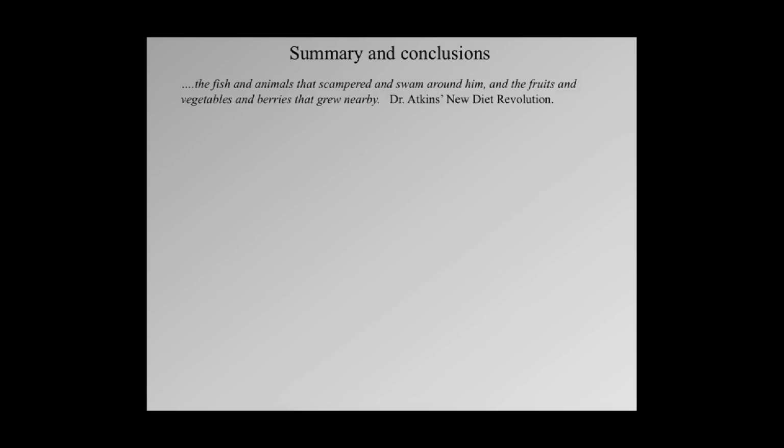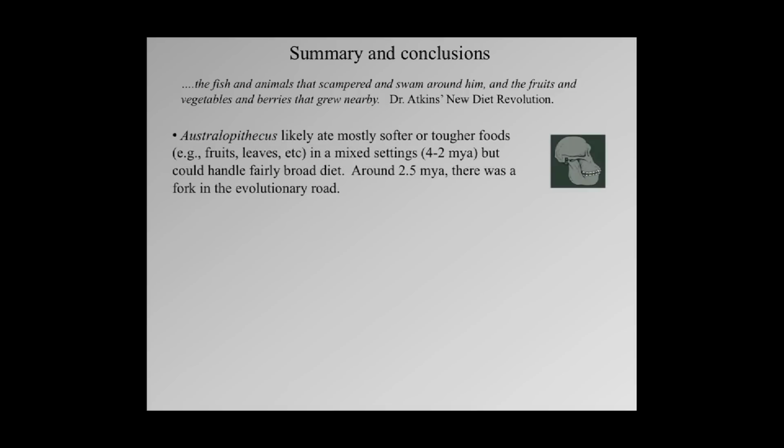Let's go back for a moment to where we started, to Dr. Adkins' pronouncement about what our ancestors of millions of years ago ate. And that is the fish and animals that scampered and swam around him, and the fruits, vegetables, and berries that grew nearby. Okay, what do we know?